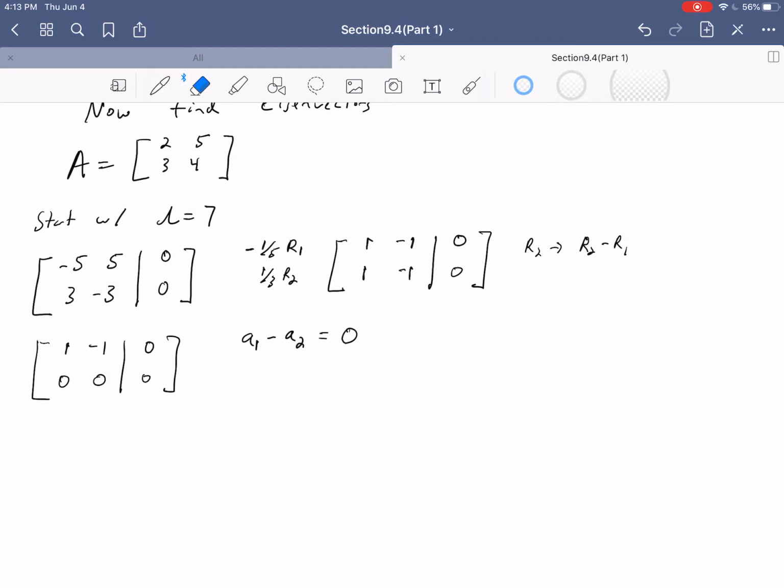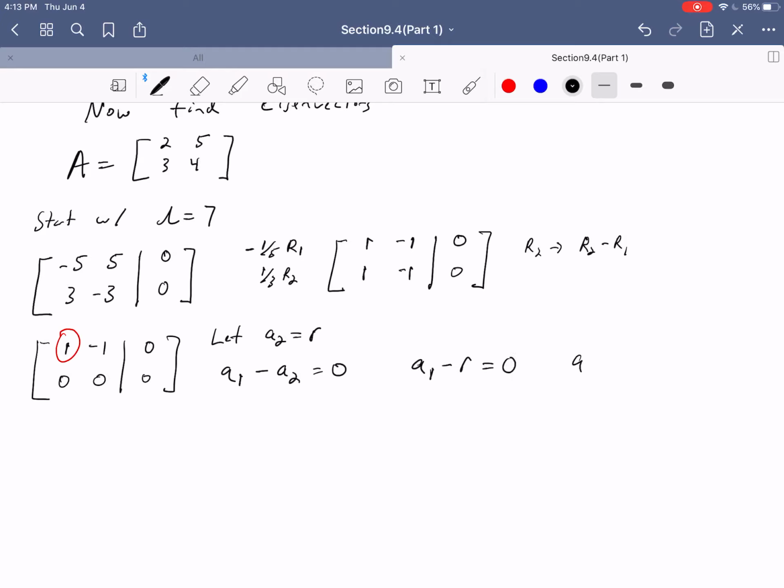Before we do that, we should go ahead and just do our parameterization. We know we want to avoid parameterizing here. So let's just go ahead and let a2 equal, probably want to avoid t as well since we were using that, so let's let a2 equal r here. So a1 minus a2 equals 0 becomes a1 minus r equals 0. So a1 is equal to r.